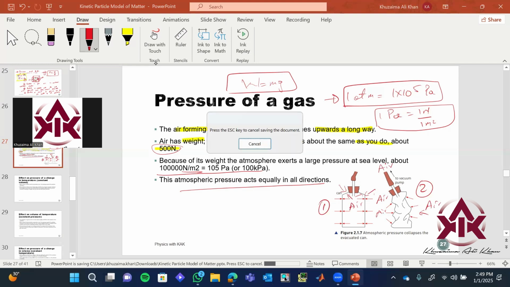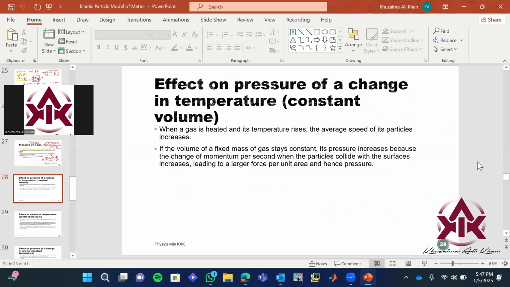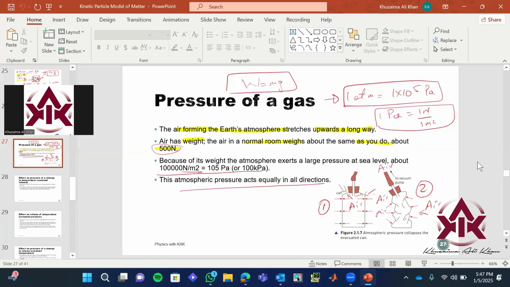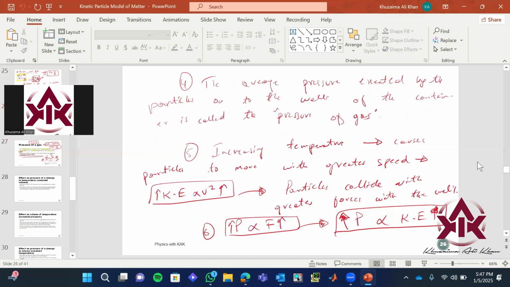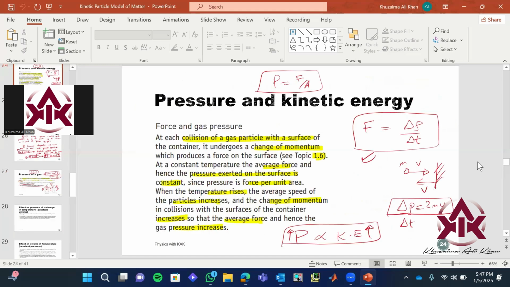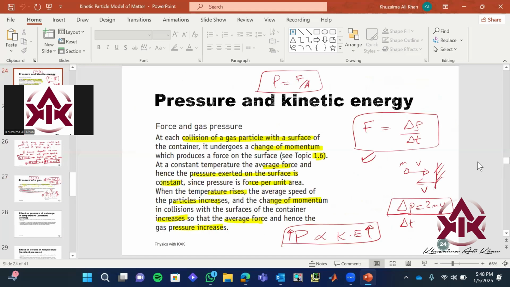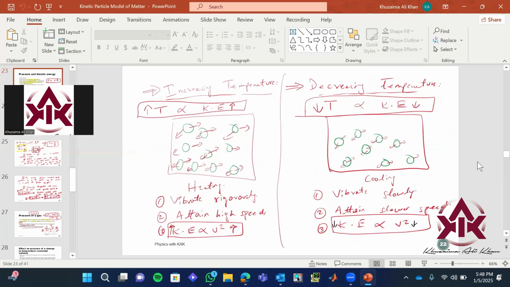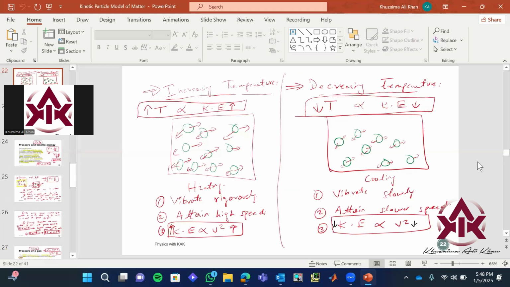So in designing things, we basically consider these things, right? So the effect on pressure of a change in temperature, right? Constant volume. So let's start from here. We know now some phenomena, that is what is pressure of a gas and how pressure and kinetic energy relate, right? So we will be moving forward in these particular topics. Okay, and then how do kinetic energy and temperature relate?